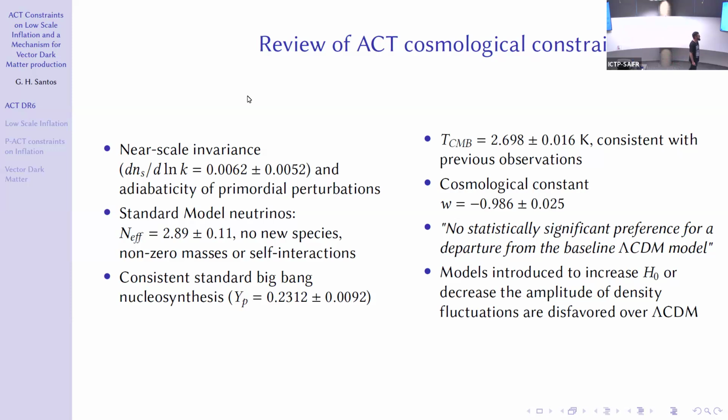We have found a cosmological constant which is consistent with -1 or very close to -1. And they say in the paper that they have found no statistically significant preference for a departure from the baseline lambda CDM model. And models that try to increase H0 or decrease the amplitude of density fluctuations are disfavored over lambda CDM. In this paper, what they do essentially is try to stress test the lambda CDM to see how far we can move away from it. And they find out that overall, the lambda CDM is still a very good model, as we already know. And they put some stricter, narrower constraints on some of the parameters.